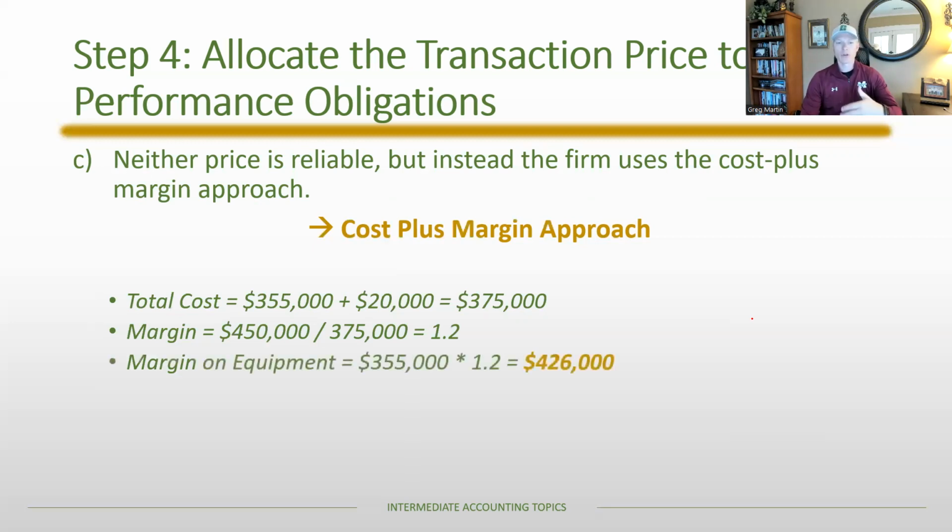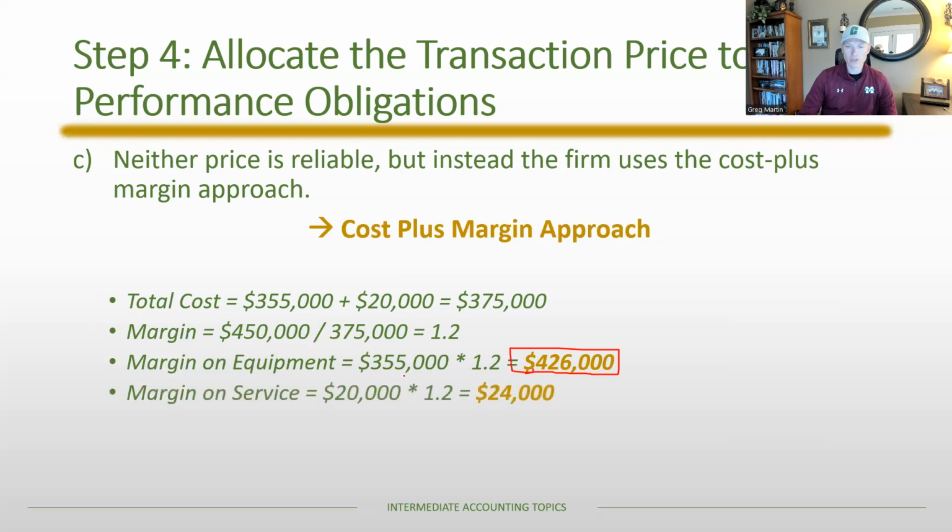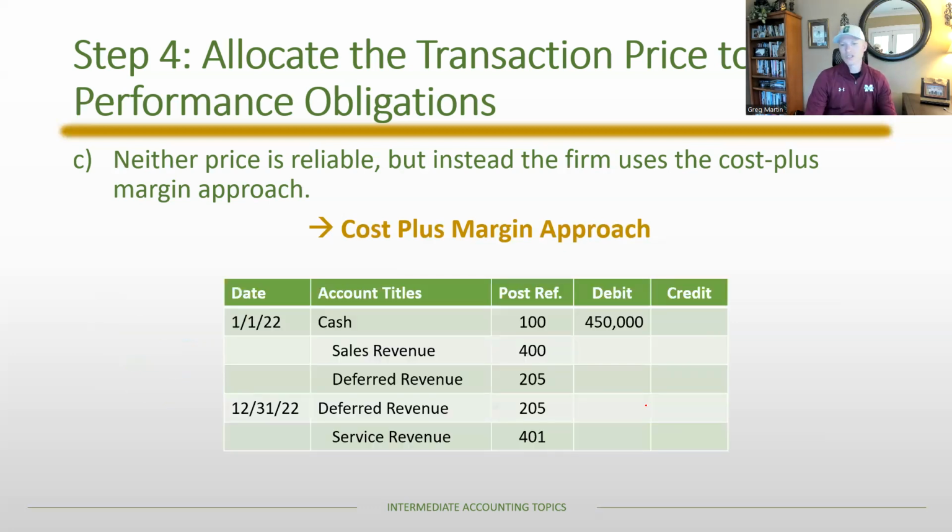And so then we think about the markup or margin on the equipment. If we mark it up 20%, really what we're inferring is that the revenue for the equipment was 426,000. And then we do the same thing for the service based on the cost of the service, and we're estimating that the revenue related to the service was 24,000. Again, just a different approach based on the information that we have. Same accounts, same amount for the cash. Of course, now the allocation is a little bit different, in that sales revenue is getting 426 and deferred revenue is getting 24. We recognize that deferred revenue again over the 12 months or whatever, and by the end we would have recognized the full 24,000.